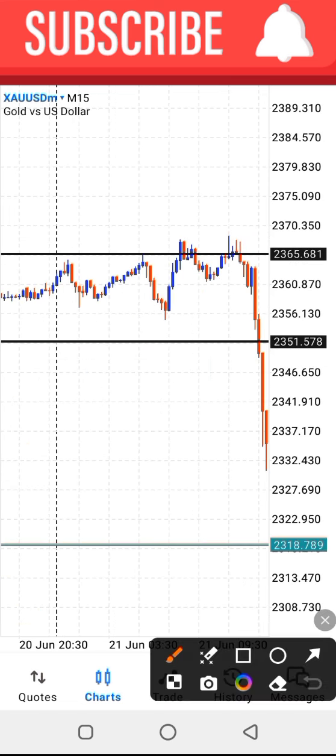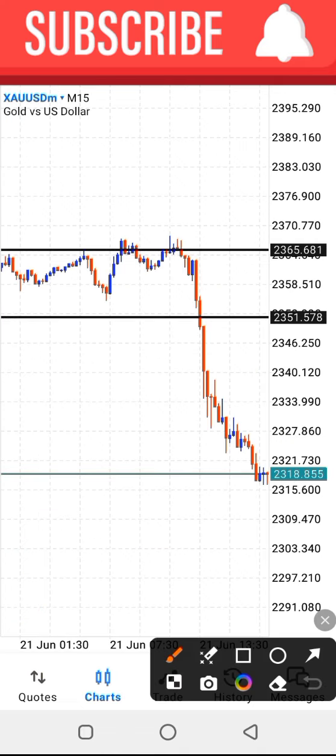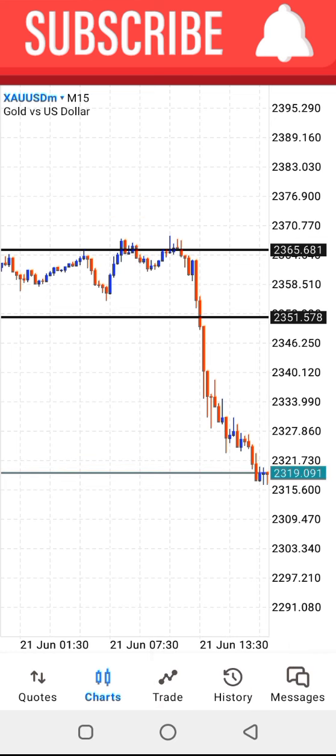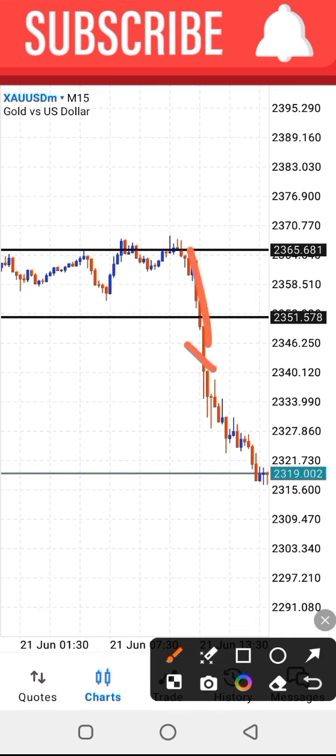So price took out buy side liquidity at the top and then closed below. So you would have entered at that level where price closed. This is the level I'm talking about. Price went above the level, came back and closed. Reasonable stop loss, then target opposing liquidity. So you can see what happened. Price even went far below.